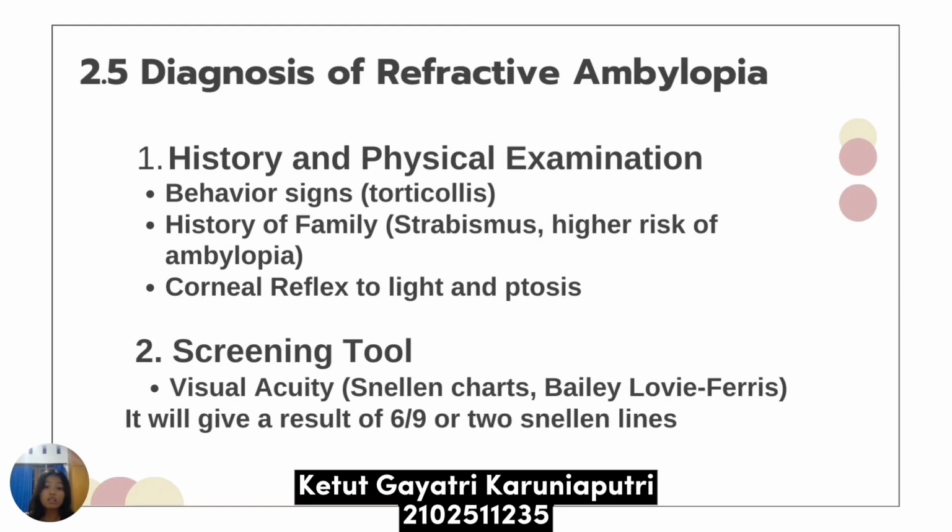Screening tools that also support the diagnosis are based on visual acuity, such as the Snellen chart and the Bailey-Lovie chart, which will give a result of 6 by 9 or 2 Snellen lines. That's it for diagnosis of refractive amblyopia.